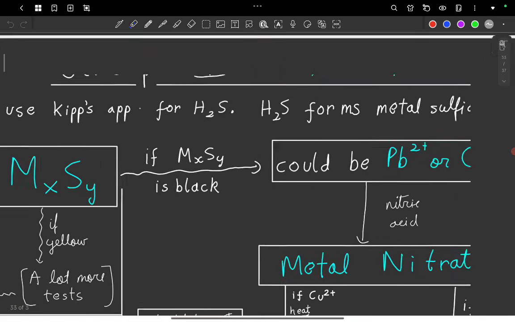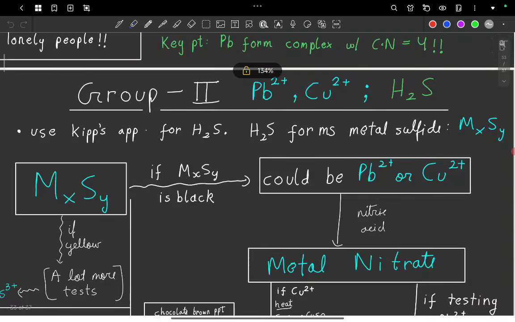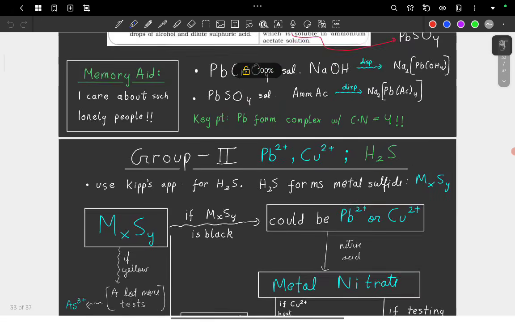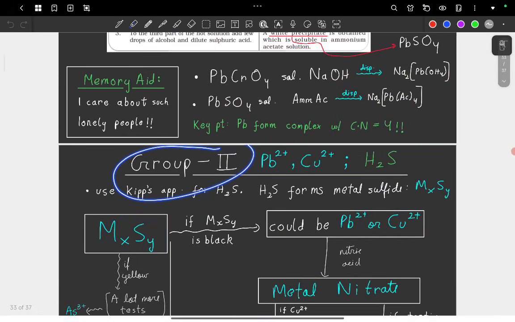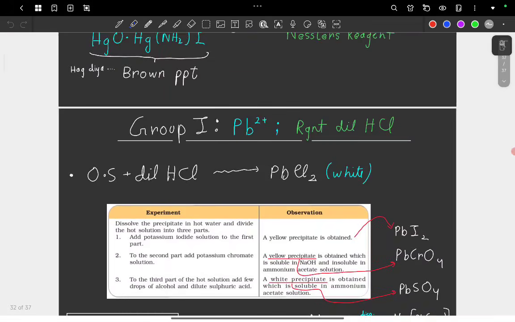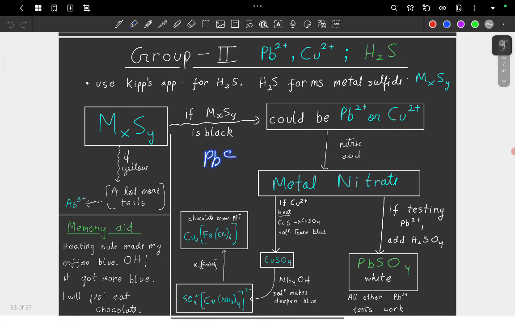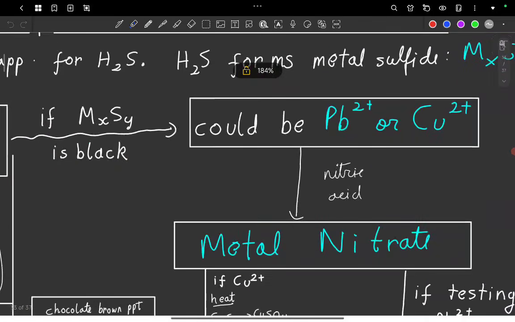Okay. Now let's look at the normal case, the in-syllabus case, where the precipitate is black in color. If it is black in color, then it could be either the lead ion or the copper ion. Wait a second, didn't we just study the lead ion? Well, yeah, but lead ion is considered a part of both group 1 and group 2. The only difference is that in group 1 it is precipitated as a chloride, but in group 2 it is precipitated as a sulfide. Okay, and this is the only ion which is in two groups, so don't worry much.